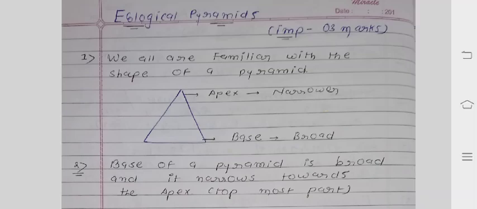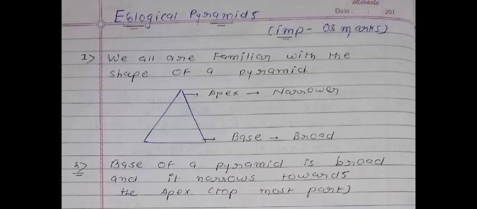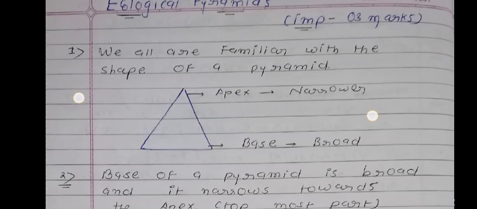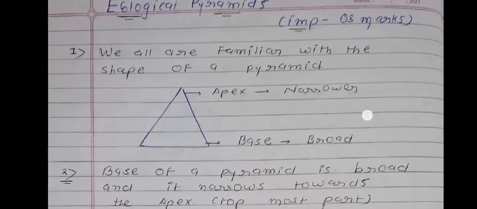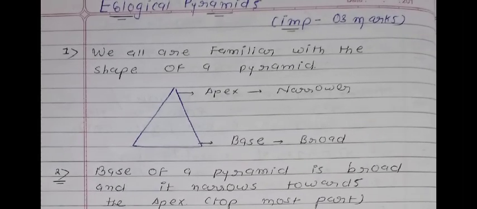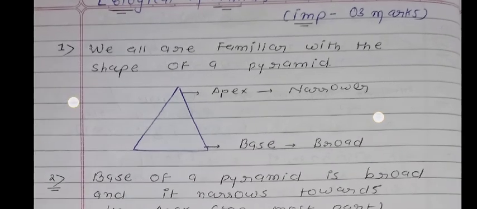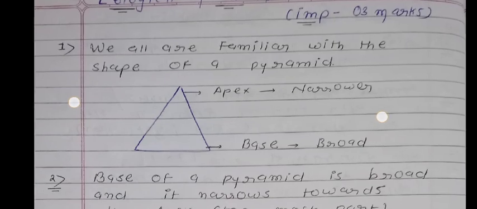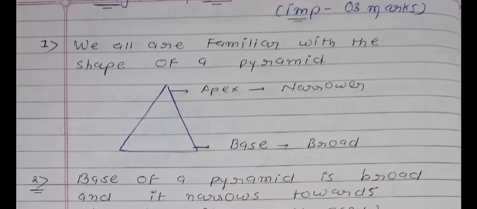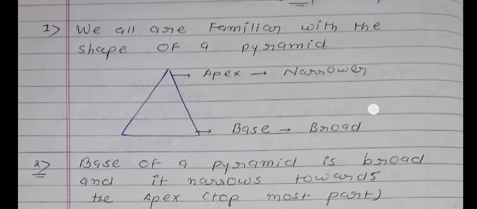The title of the question is Ecological Pyramids. It is an important question of 3 marks. First point, we can say that we all are familiar with the shape of a pyramid. It means we all know the shape of a particular pyramid. Now you can see the diagram on your screen.